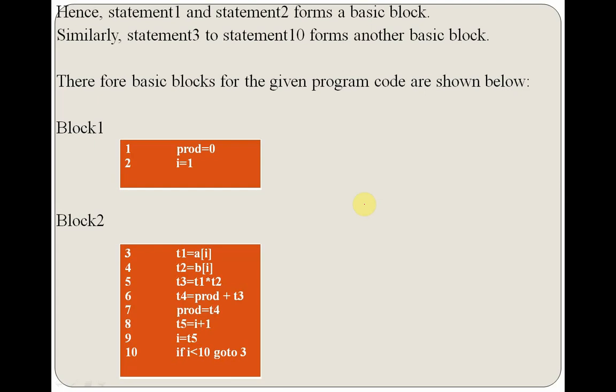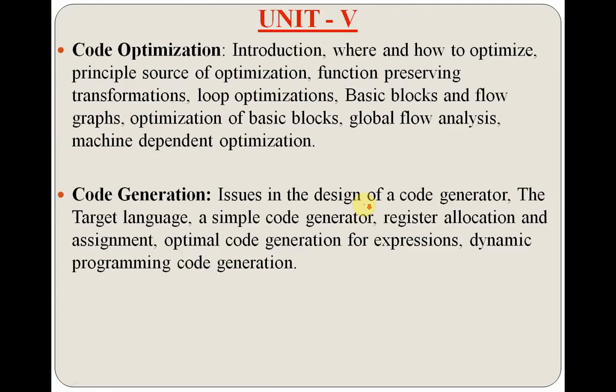So like this, when source code is given, we have to translate it into three address code to make basic blocks for the given code. Up to now we have completed loop optimization and basic blocks.